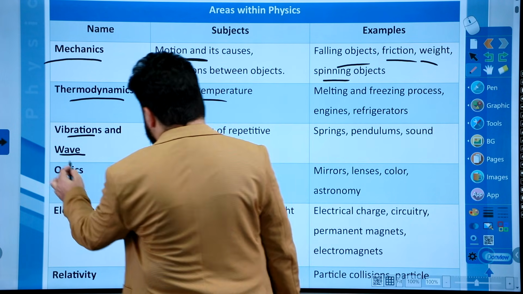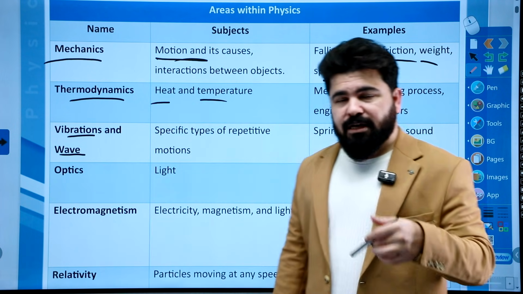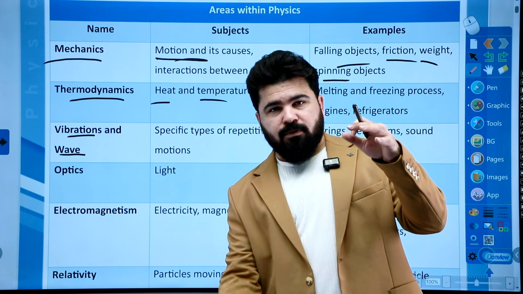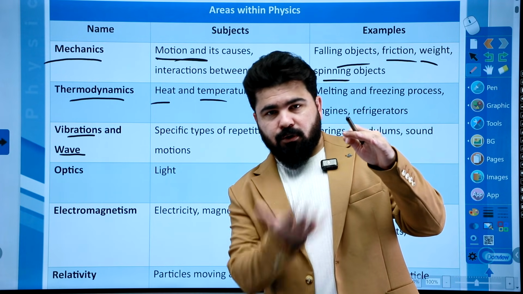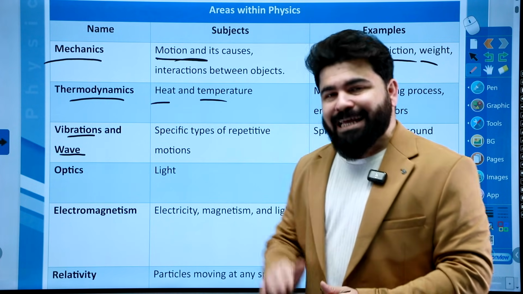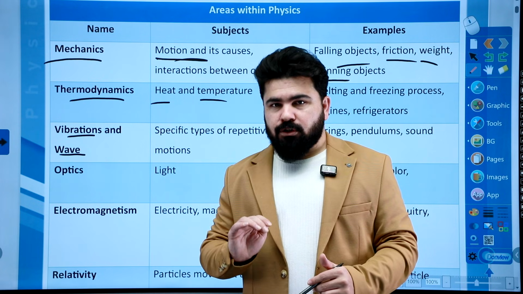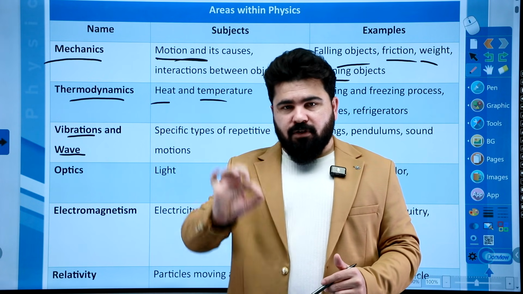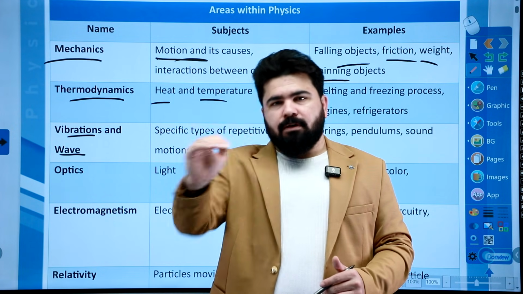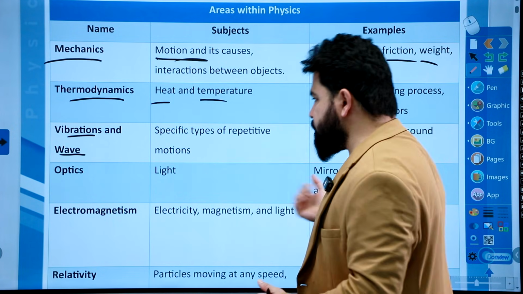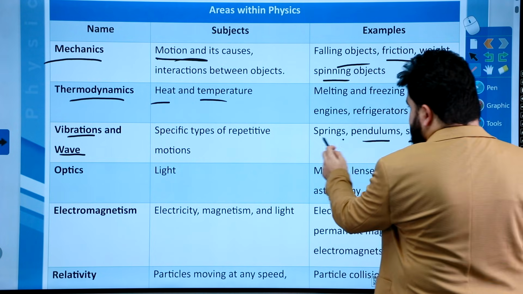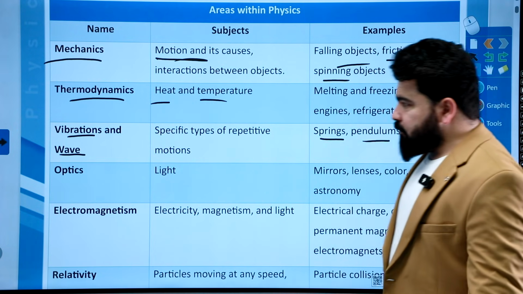Vibrations and waves. Whenever you see the motion of an object that is repetitive, for example a spring, when you stretch a spring and you leave it, you're going to see that the spring goes up and down, goes up and down. So this is a repetitive motion. Sound is also a repetitive motion. Why? Because the particles of the air are vibrating in a fixed position, moving forth and back and forth. So this is also an example of vibrations and waves. Pendulums and springs are all examples of vibrations.